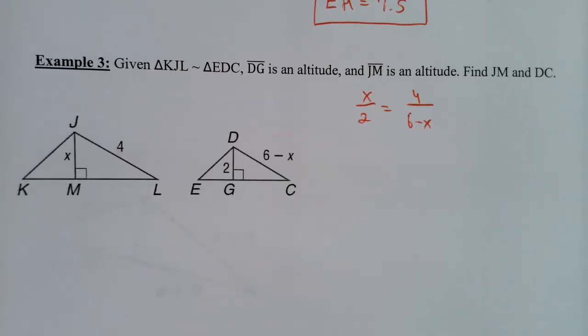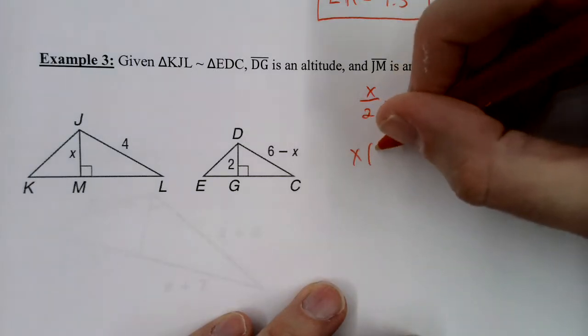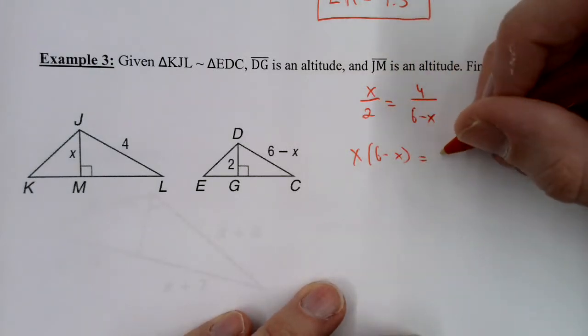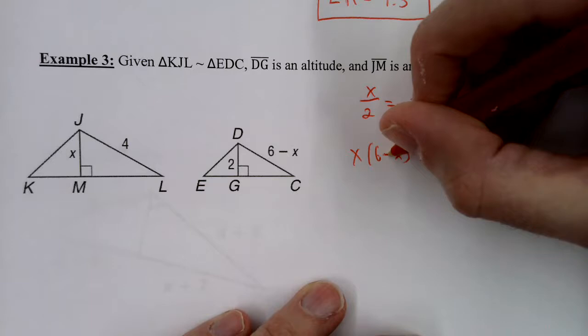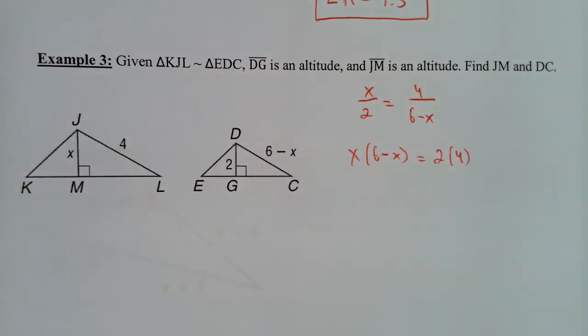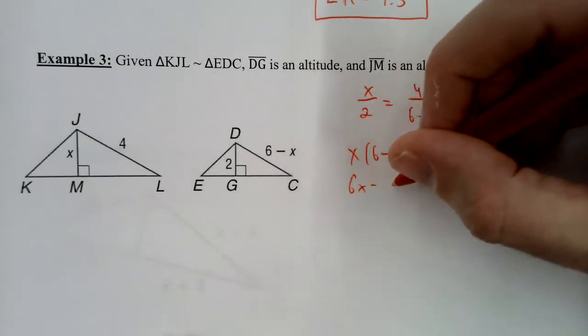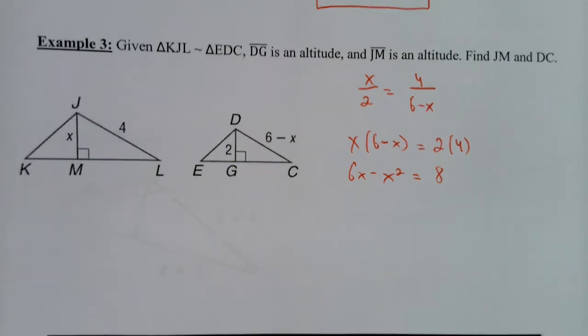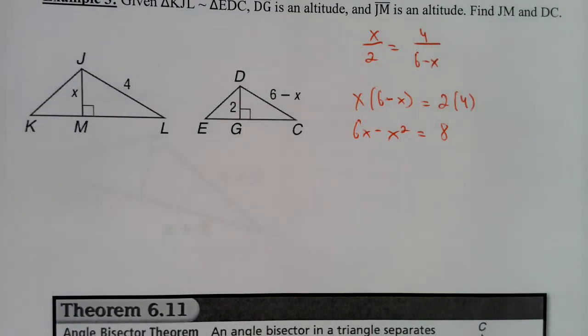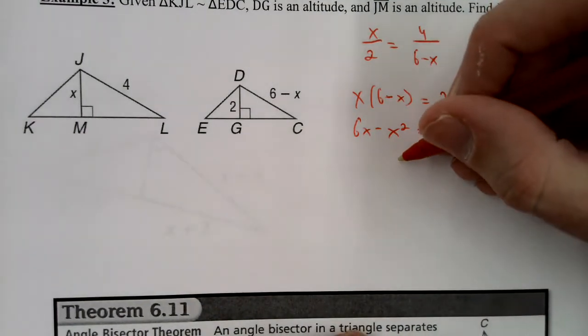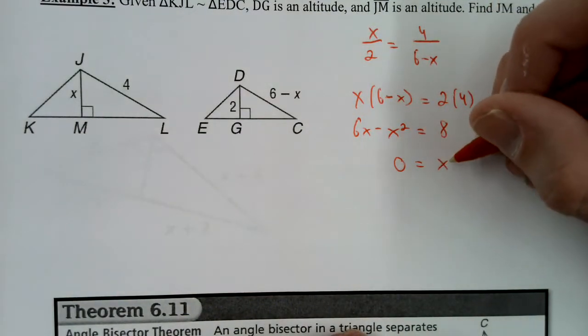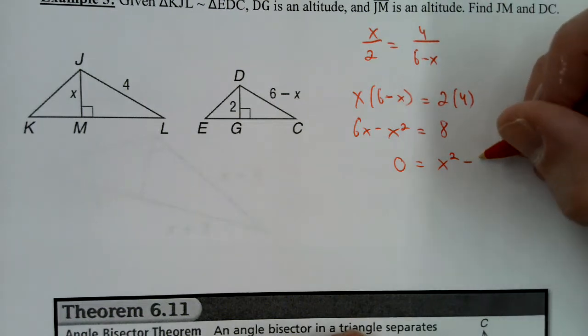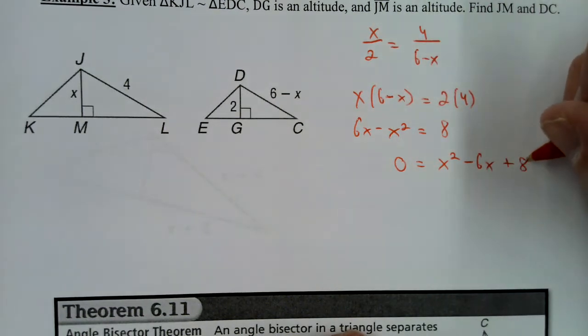Let's solve that proportion. Cross multiply. X times 6 minus x equals 2 times 4. So we're going to have a quadratic. 6x minus x squared equals 8. So we want to solve this quadratic equation. So you want to get it equal to 0. And generally when you do that, you want to keep the x squared positive. So let me bring the x squared over to the other side. Let me bring the 6x over to the other side. And this is what I have right now.